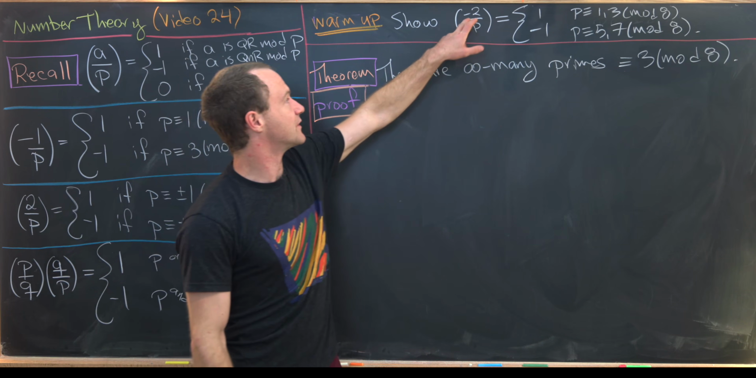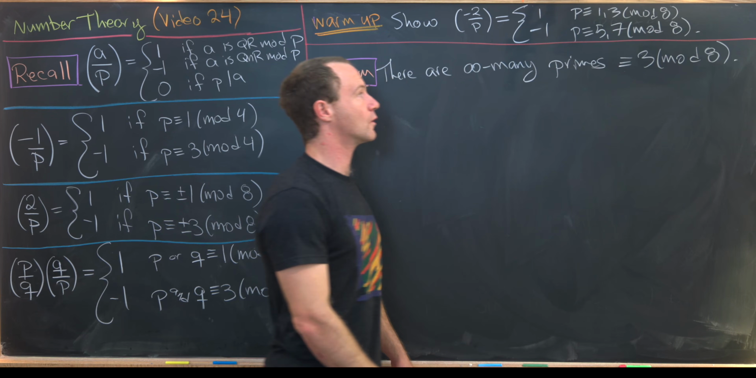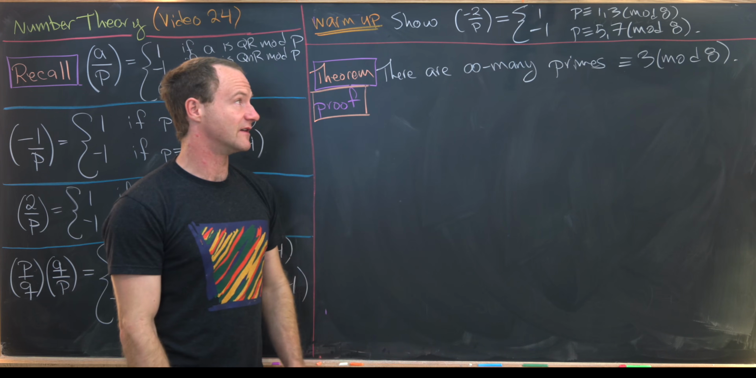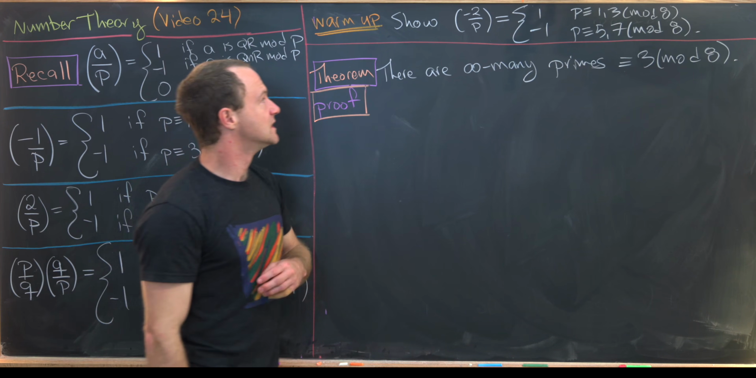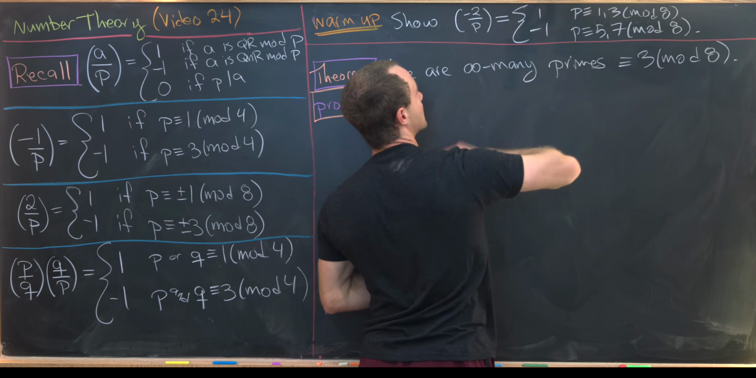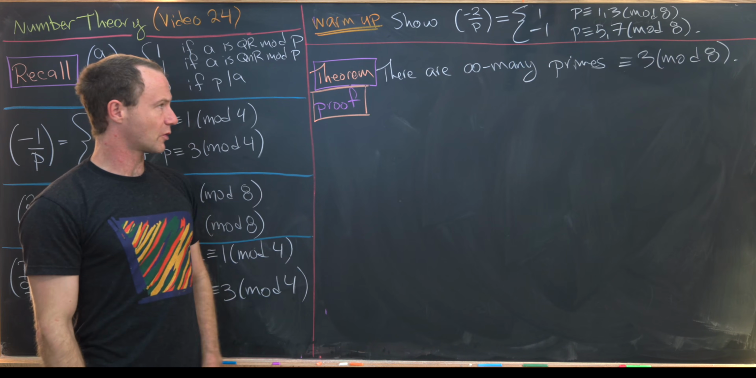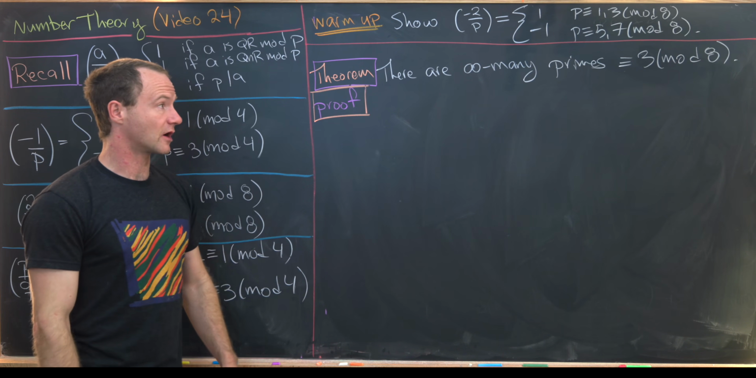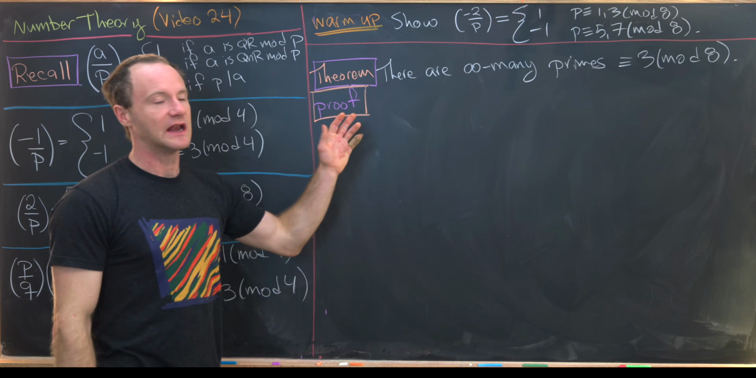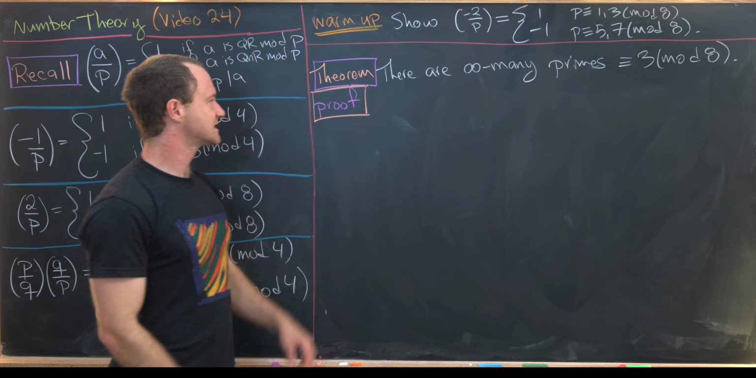And that is show that -2 by P is 1 if P is congruent to 1 or 3 mod 8. And it's -1 if P is congruent to 5 or 7 mod 8. So in other words, -2 is a perfect square in this case up here, and it is not in this case down here. Okay, so what theorem are we going to prove? We will prove that there are infinitely many primes that are congruent to 3 mod 8. In other words, they are of the form 8k plus 3. Okay, so let's get into the proof.